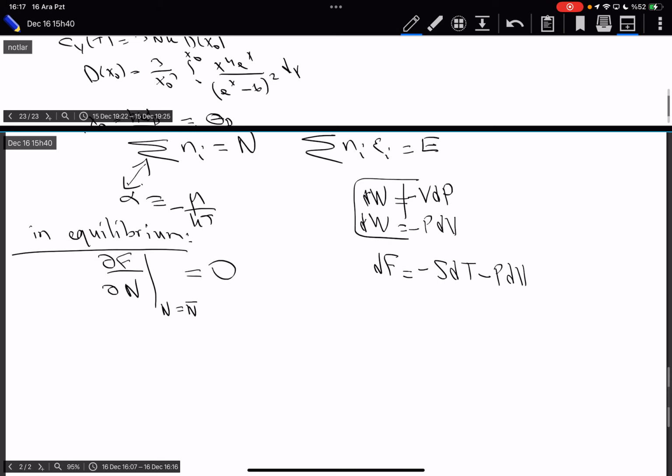Anyway, so dF is minus S dT minus P dV plus mu dN. So the derivative of free energy with respect to N at constant temperature and volume is nothing but the chemical potential of the system. So if you don't have a fixed number of particles, and the number of particles is determined by the requirement of minimization of the free energy with respect to N, then the chemical potential again has to be 0.